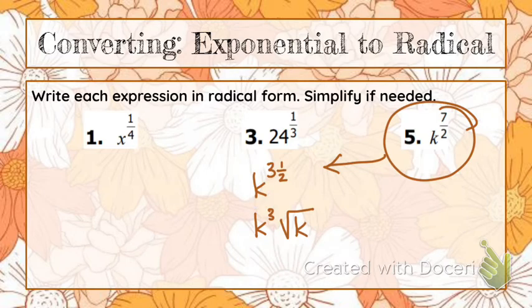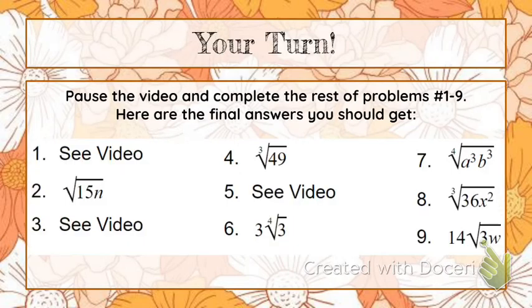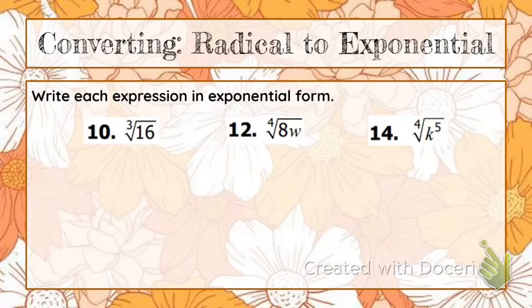So if you don't have your head wrapped around it just yet, that's okay. Also, it's optional. So you can pause the video here and finish numbers 1 through 9 and then come back when you're done. And now we're going to move into converting radical form to exponential form. So in the last problems, we were going the other direction.